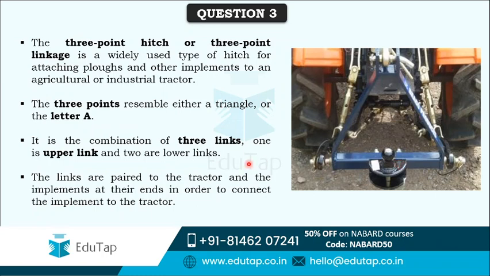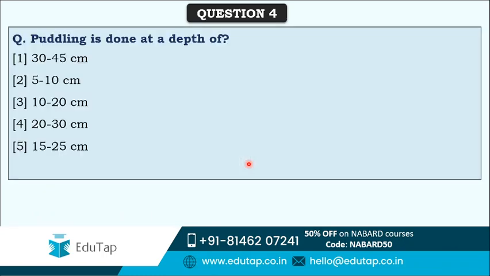Now let's move forward to our next question. Next is, puddling is done at a depth of what? So options are 30 to 45 centimeter, 5 to 10 centimeter, 10 to 20 centimeter, 20 to 30 centimeter, or 15 to 25 centimeter. So guys, it's a very important question. Puddling is done at the depth of what?